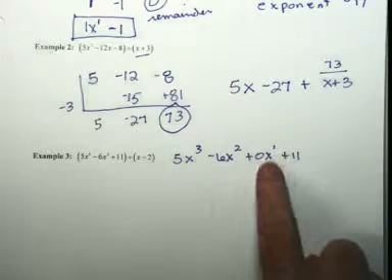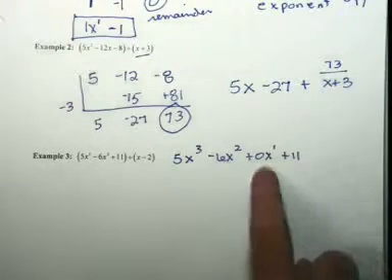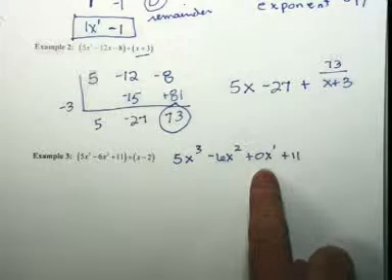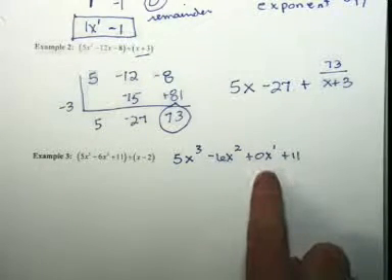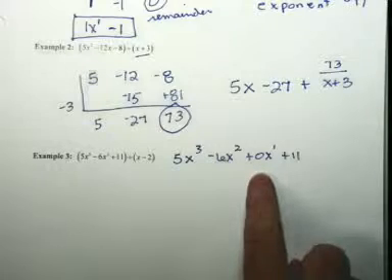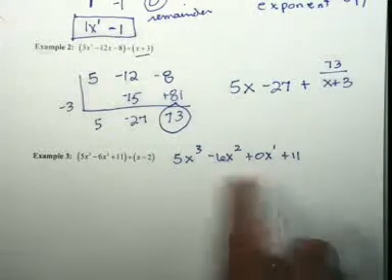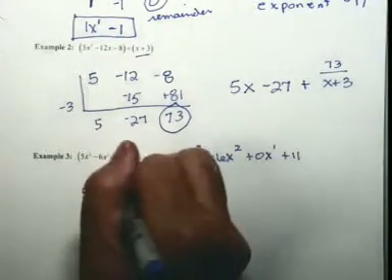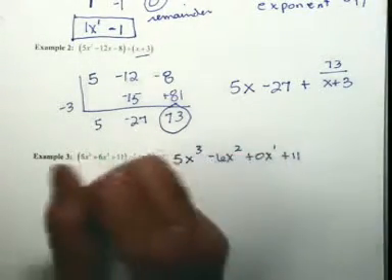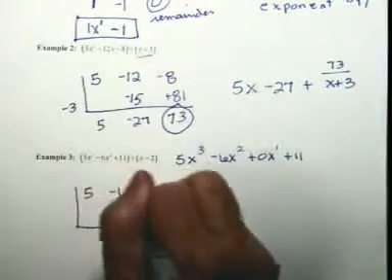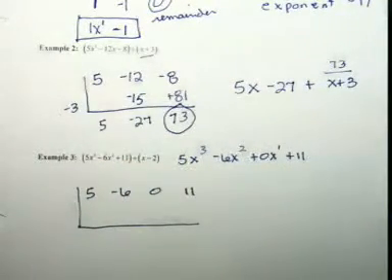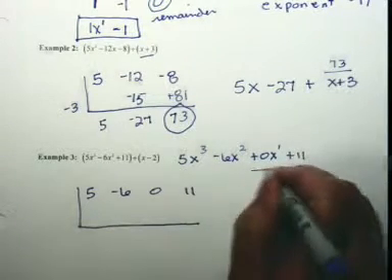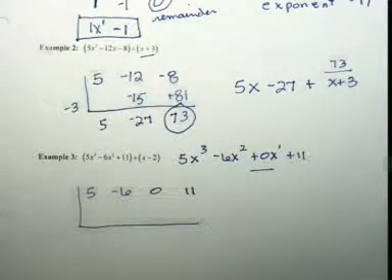3, 2, 1, 0. Now, if I just add an x, I've changed it. But 0 times x is 0. Adding 0 doesn't change it, but 0 is your placeholder. So now I'm going to divide into 5 minus 6, 0, and 11. So the countdown is not only to check the order, it's to check if I need a placeholder.